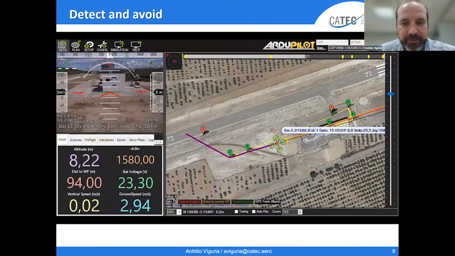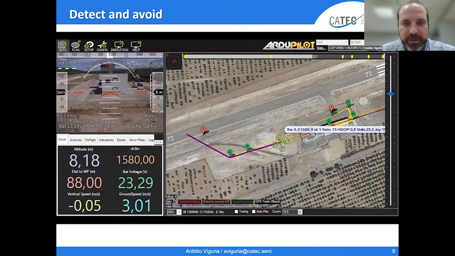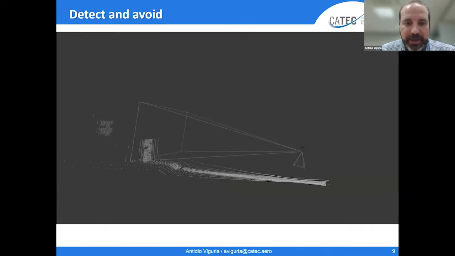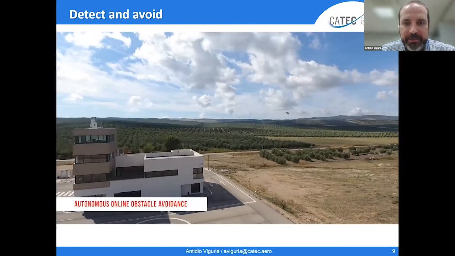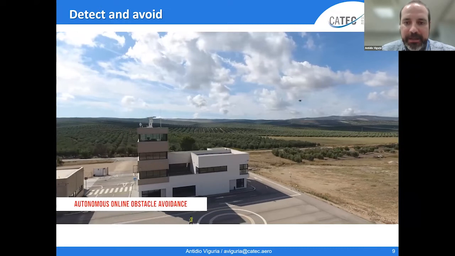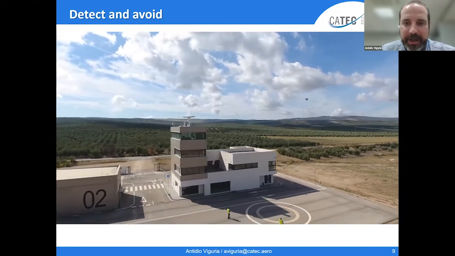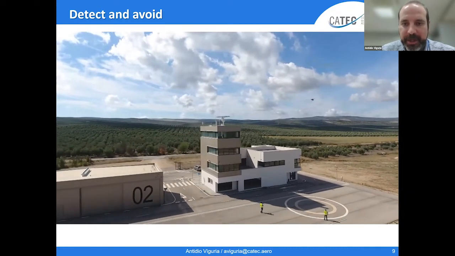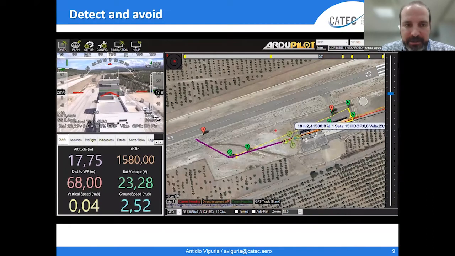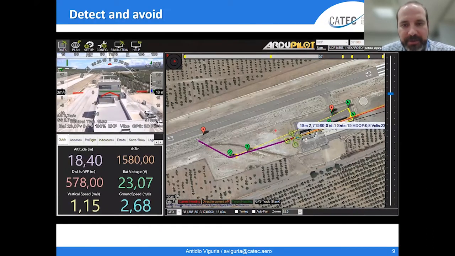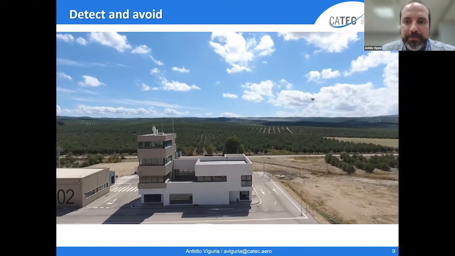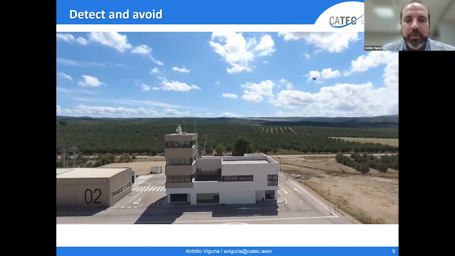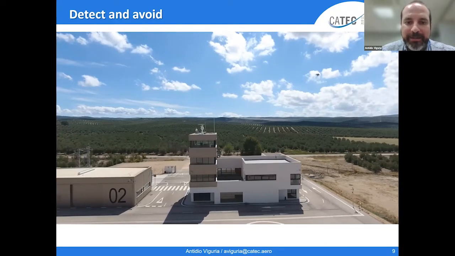This is an interesting project. It was a project where we also had a LiDAR on board, and we were able to detect, for example, a building and automatically change the height of the flight so it can avoid the building. The interesting thing here, even though you cannot see it in the video, is that all the processing was performed on an external server.